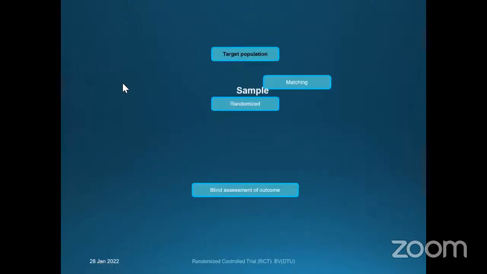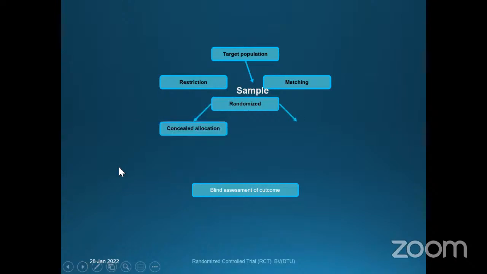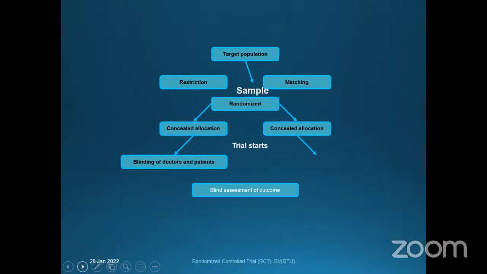So let us see how a randomized controlled trial looks like. We have a target population and restriction, and so the randomization process is preserved. And after this, what you do is concealed allocation. After randomization, concealed allocation. Before that, you restrict and match so that some biases are avoided. Then you take care of the trial period. Blinding of doctors and patients takes place. The trial ends. Blind assessment of outcome.